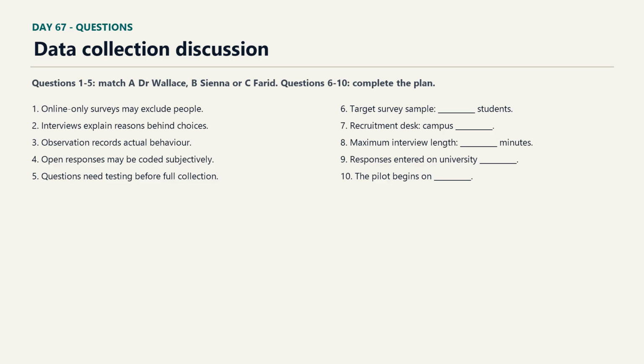Good. Your final plan is 80 survey responses, recruitment at the campus library, interviews of no more than 25 minutes, university tablets for direct entry, and a Monday pilot.